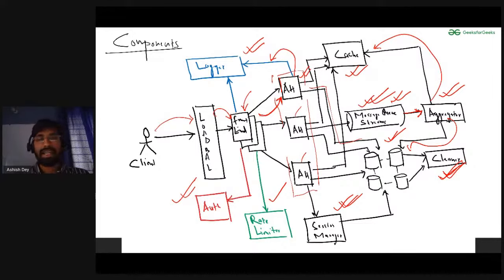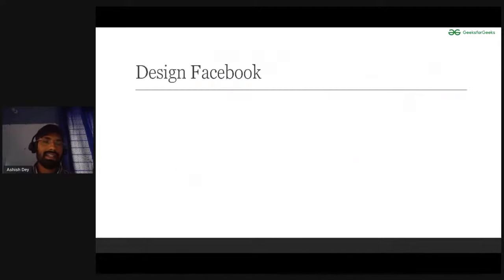Whenever you are designing any system, you pick a certain number of components out of here, and you design a system. I recommend you don't try to create a completely different design for each system design problem. That will be very difficult for you to manage if you are reading about 40-50 design problems. So that's how it is. Let's see how exactly we are going to design Facebook.